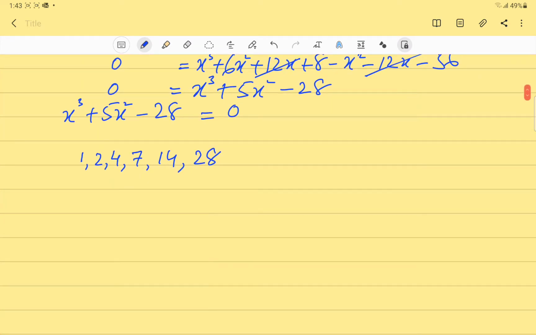Now we will try to check one by one which one is the factor of this equation. So let us write it down. We will write all the coefficients, I mean the coefficients of x cubed, x squared, x and the constant term. The coefficient of x cubed is 1, x squared is 5. We don't have x, so we will consider its coefficient as 0, then minus 28, and let us start checking with 2.